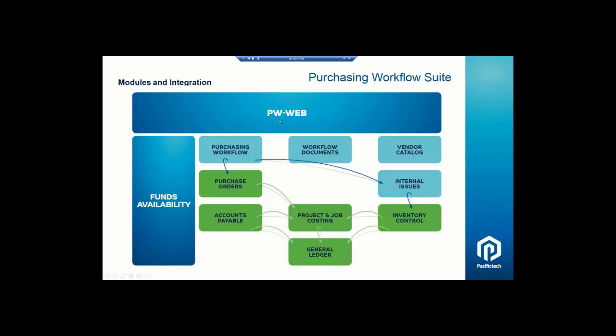Okay, and then up above there is PW Web. So we've got a web interface. So the users, the whole procurement process can be carried out through the web using our PW Web, and that's a connected service. So that's running on our servers in our data centers and connecting through to the Sage 300 system using web services.